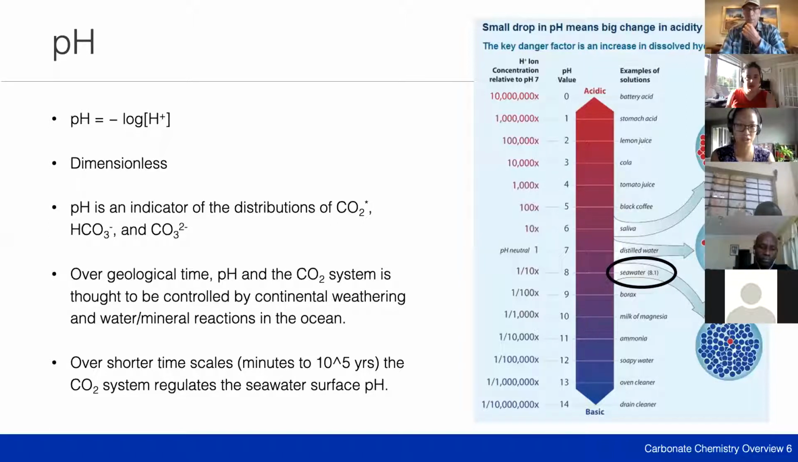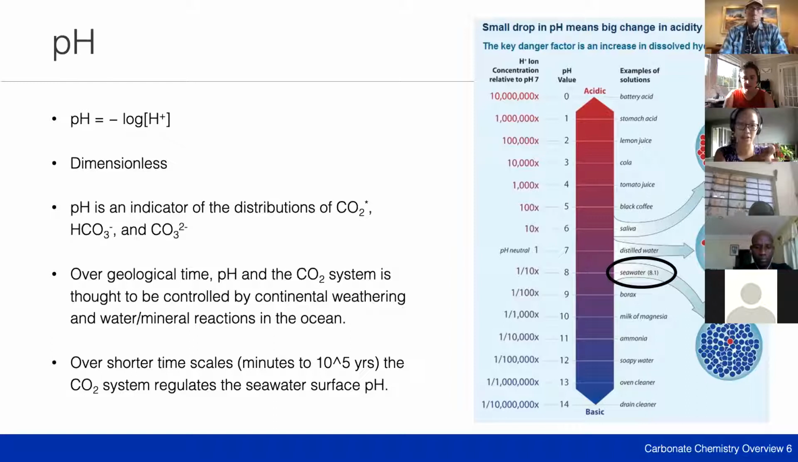Okay, so pH is defined as the negative log of the hydrogen ion concentration. It is dimensionless. An issue with pH is that we say seawater pH has changed from pre-industrial times from 8.2 to currently 8.1. And in your mind, a 0.1 change in anything doesn't seem like a lot. But because of the log scale, it's actually a pretty big change.